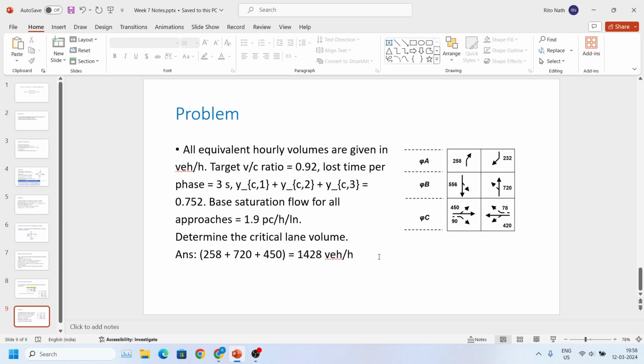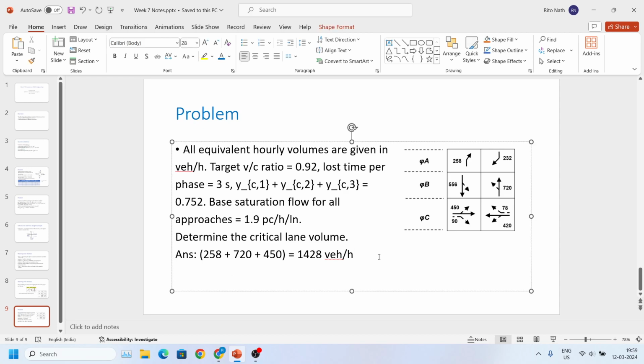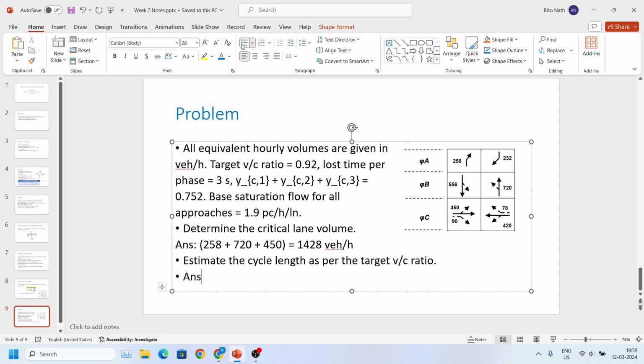Yeah, so the next problem I think is related to estimating the cycle length as per the target V/C ratio. For that you have a formula, but I think that comes sometime later. But anyway, let's quickly discuss that. The next problem is: estimate the cycle length as per the target V/C ratio. So what would be the answer to this?